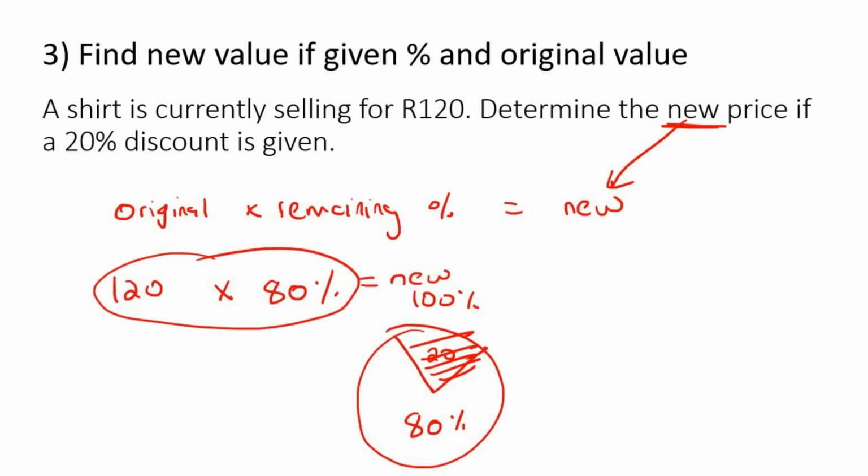So you could just type that on your calculator now. Make sure you use the percentage sign. And so this shirt is going to be 96 Rand.